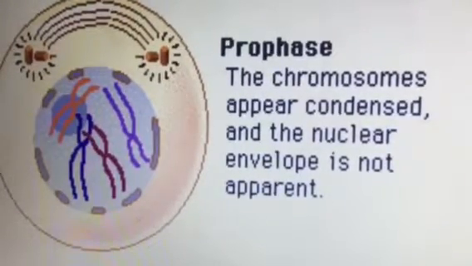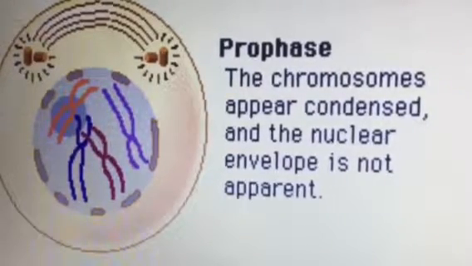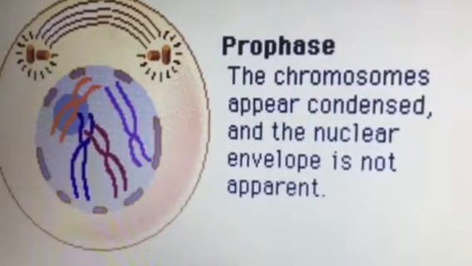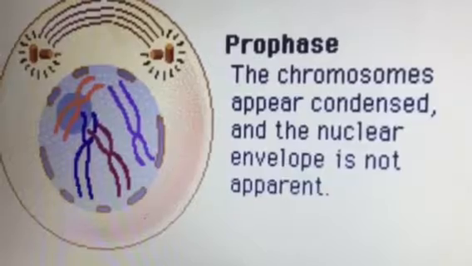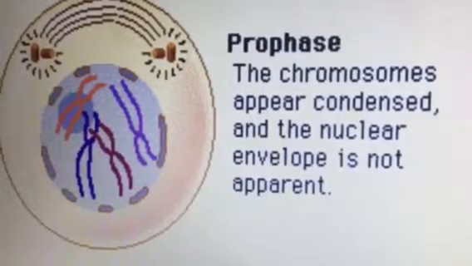Prophase is a stage where chromosomes are visible. During prophase, little structures called centrioles move to opposite ends of the cell. As this happens, thread-like spindle fibers form, connecting the centrioles together, sort of like a bridge.